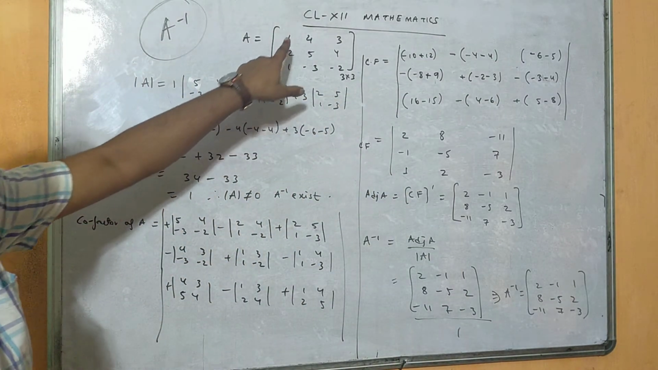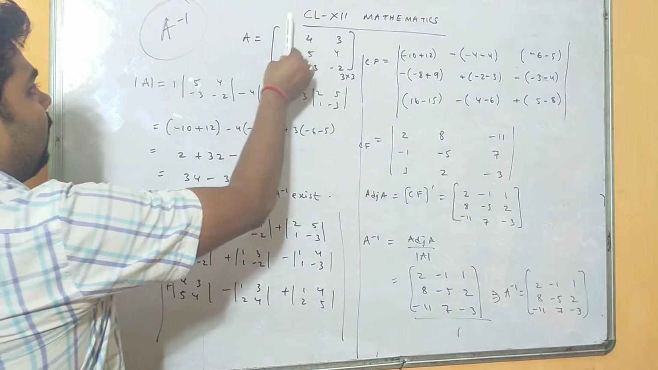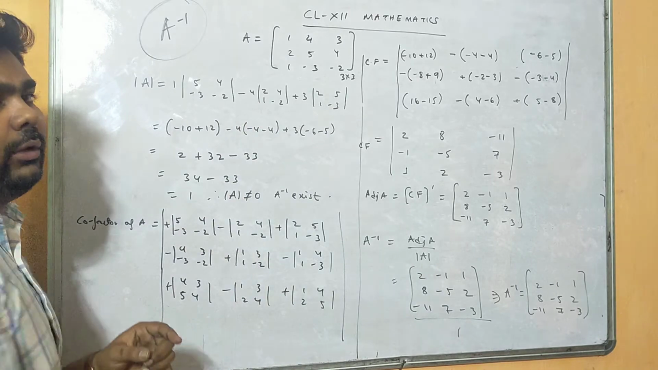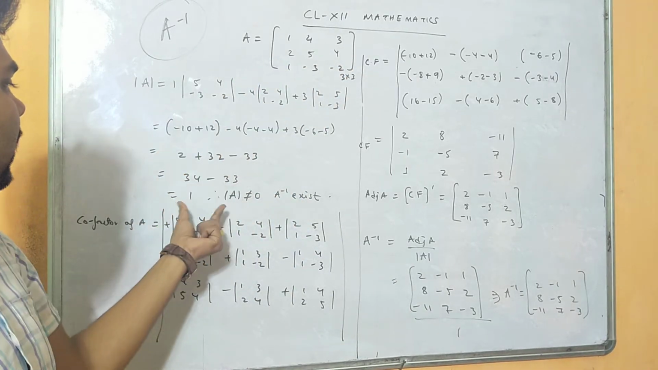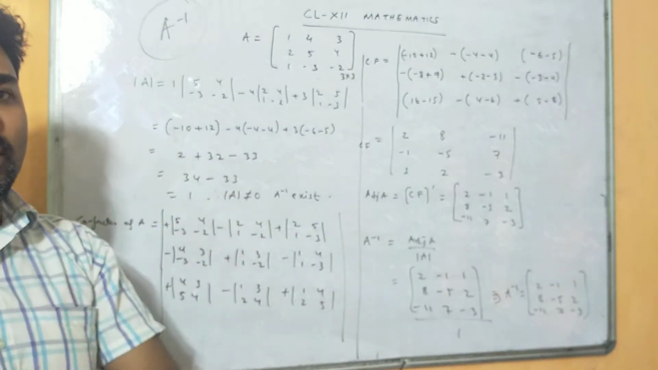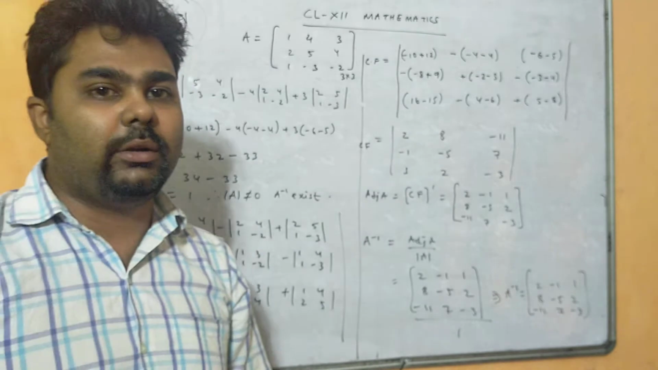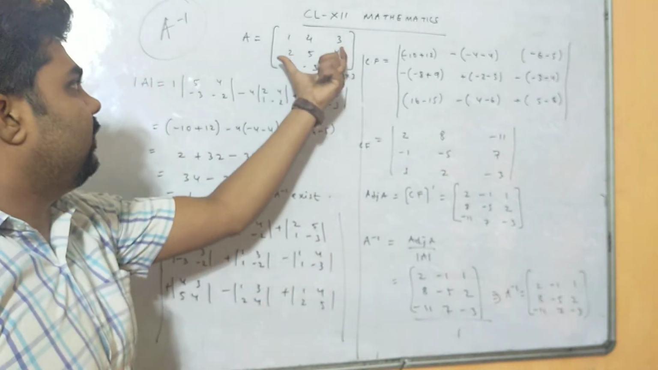So mod A, I am considering the first row. If you expand along the first row, that means 1. If you hide, so how are we finding the value of the given 3 cross 3 matrix? The same way we have found here, and we got 1, right? That means mod A is not equal to 0. So it is not a singular matrix, therefore A inverse exists. Now we will find the cofactor of this given matrix.